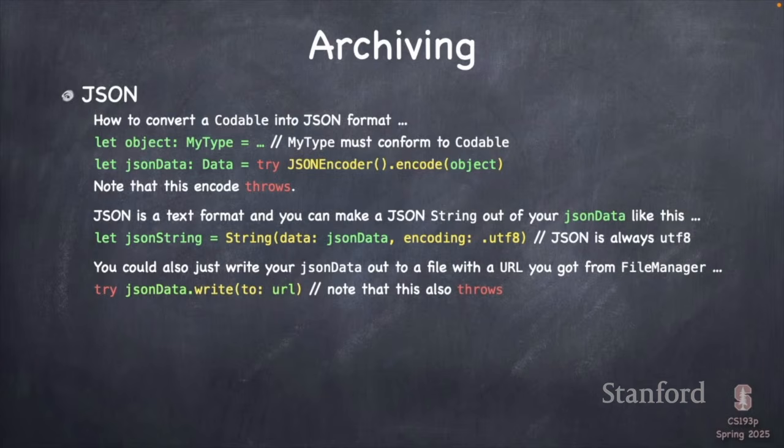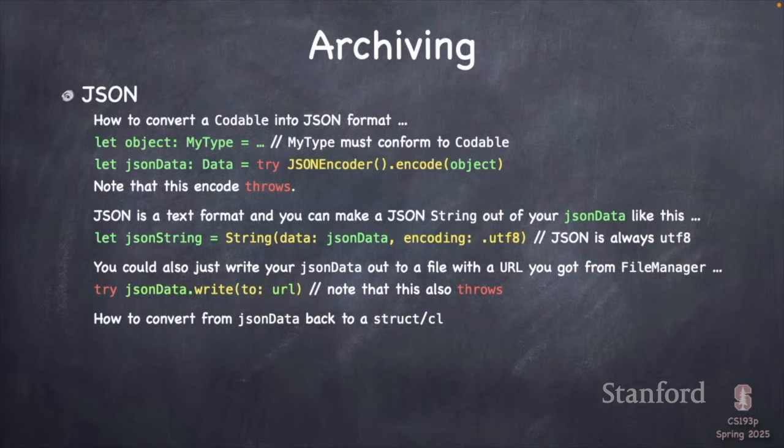And you could also, if you didn't want to do that, just write the data straight out to disk. Did JSON encoder.encode object, that returns something of type data, you see, JSON data is type data. You can just write it out to the file system directly using write that we talked about.